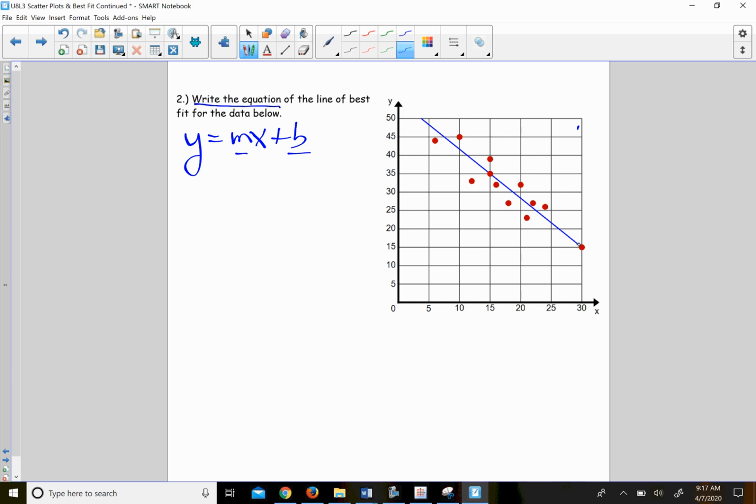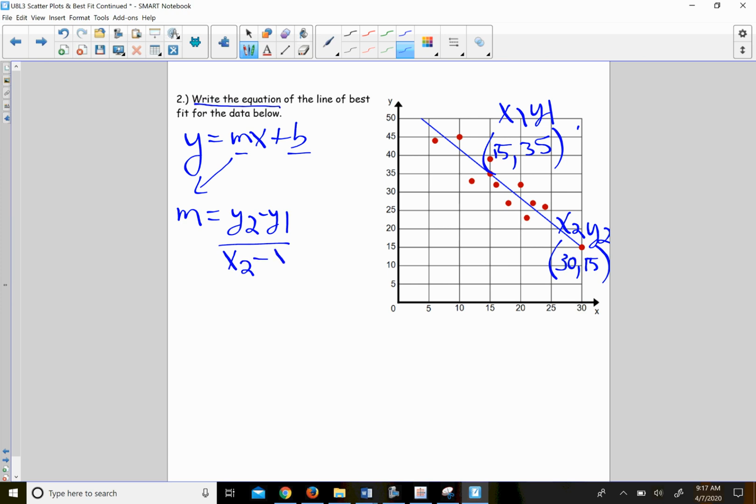So again, I'm looking for 2 points that I already have right on the line. So it looks like this one right here at (30, 15). That's 1 point. And then this is another point at (15, 35). And every point is an x and a y. This one just comes first on the line, and this one comes second on the line. So I'm going to find the slope. Slope is y2 minus y1 over x2 minus x1. So I'm looking at the second y was 15 minus the first, which is 35, over the second x, which is 30 minus 15.